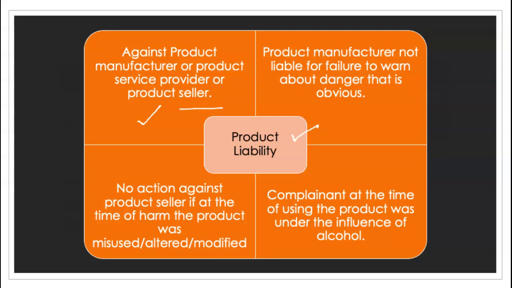When can you file it against product manufacturer? When can you file it against product service provider? When can you file it against product seller? There are three key aspects यहाँ पे. Product manufacturer are not liable for failure to warn about danger that is obvious.